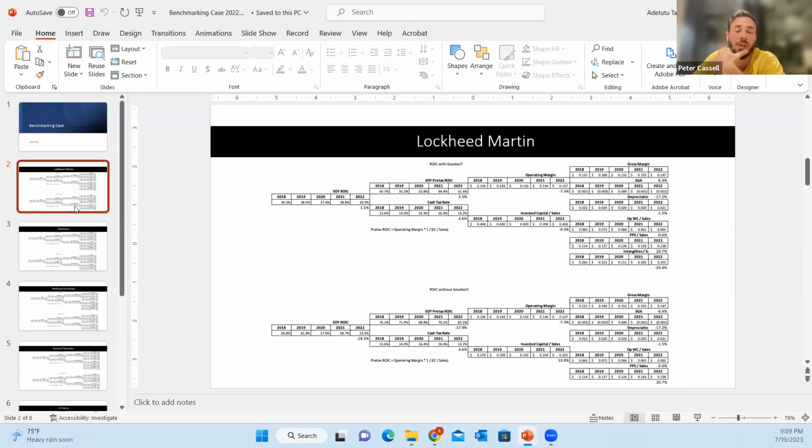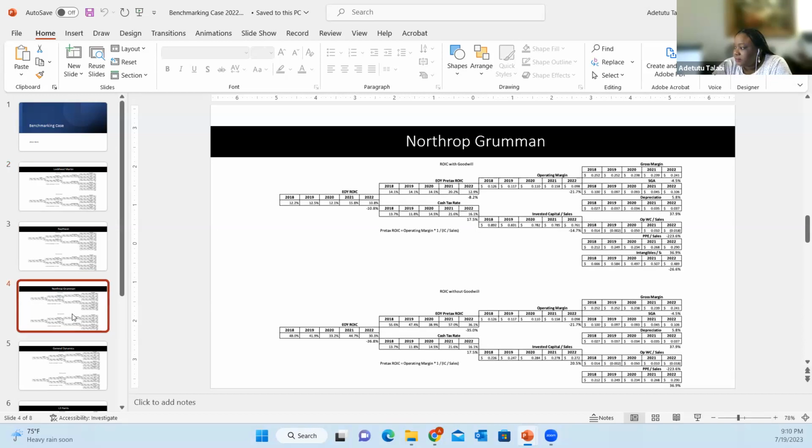But I think the real differentiator, look at that invested capital to sales. How much in 2022 is Lockheed spending on invested capital? 40 cents. And how much is Parker? Almost half, 70. Almost half.